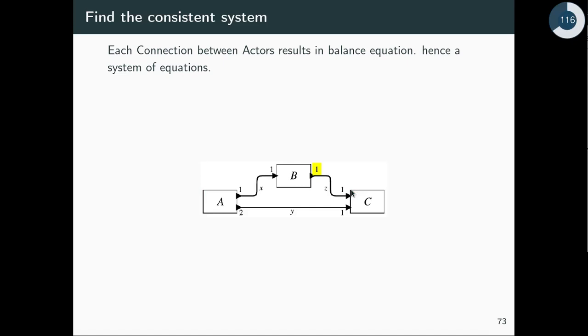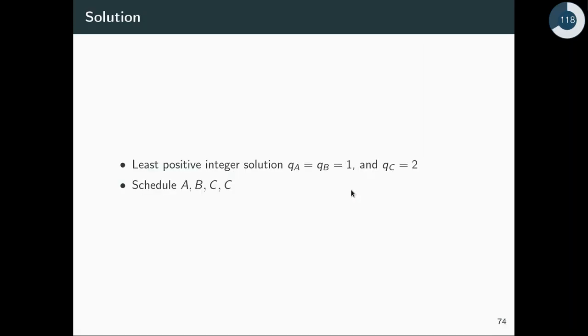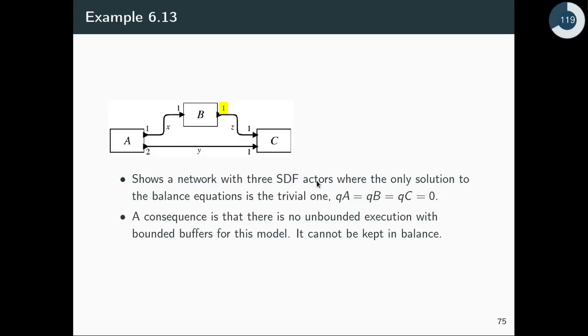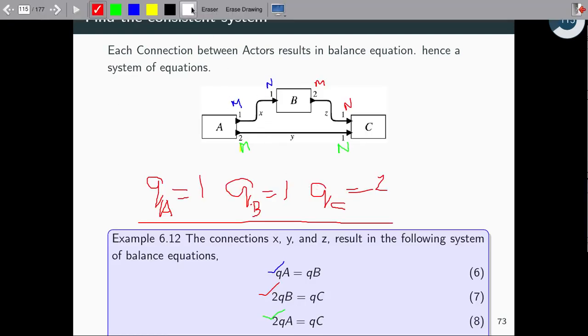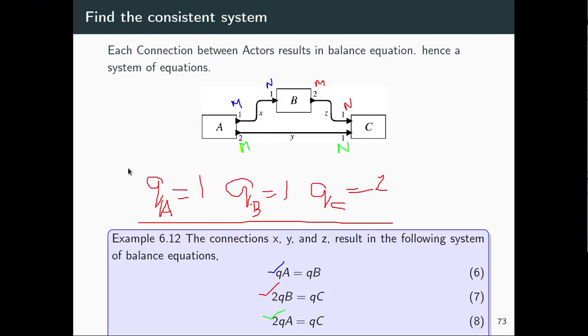Can you tell me what will be the schedule for this? What can be the schedule? When I say QA equal to 1 and QB equal to 1, it means that A and B fire once. So remember, this is the least positive integer solution. So here A fires once, B fires once, and then you have C firing twice. So let me write this schedule here so that maybe you can try to understand how it looks like.